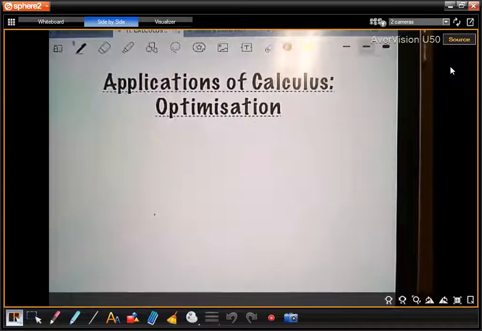Before we start copying down that example, I just want us to talk about what optimization actually means. It's almost like a word problem in a sense. You are going to identify this type of question by the word maximum or minimum. They'll always ask for something that will minimize the cost or maximize the area. You'll see when you do some examples.